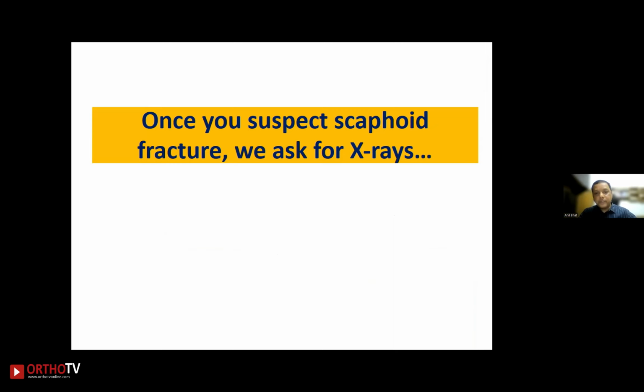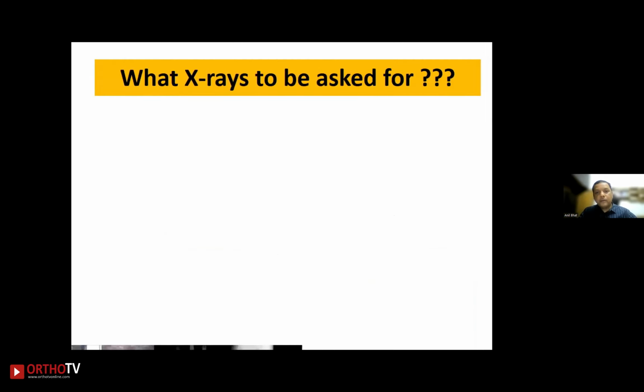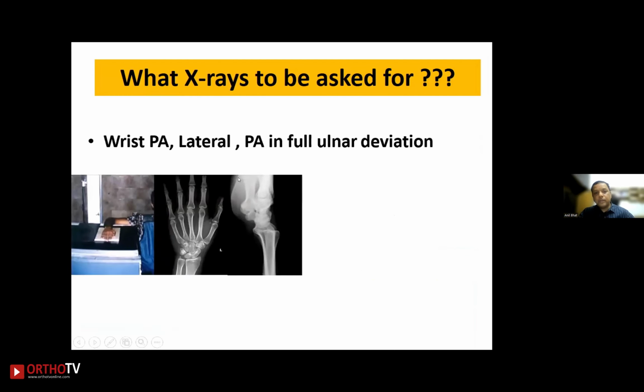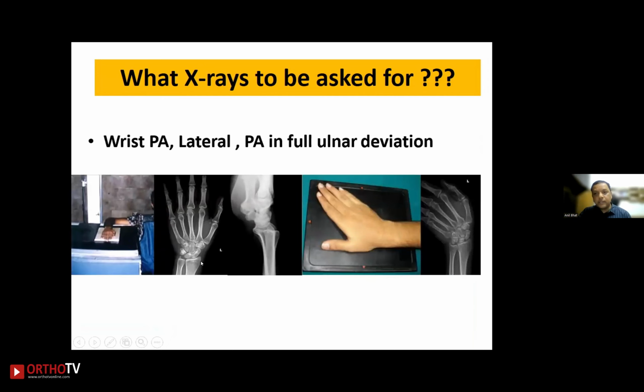So once you suspect scaphoid fractures, we commonly ask for X-rays, correct? And which X-rays is very, very important. So you have your wrist PA, you have your lateral. All wrist X-rays are PA views, not AP views. You should remember that the anatomical alignment of the wrist is better in a PA view.